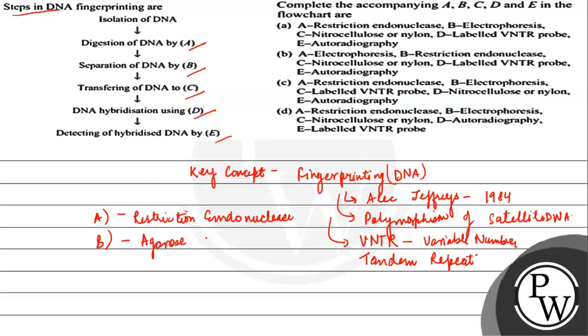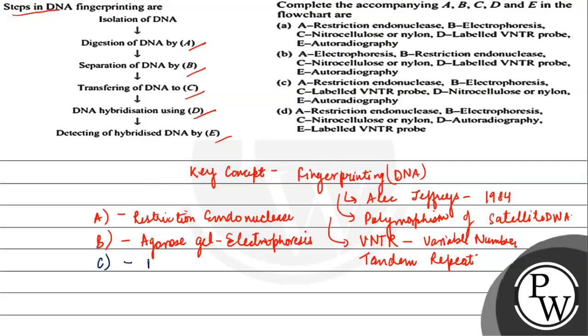Electrophoresis is carried out on agarose gel, in which the DNA fragments are separated on the basis of their size. Apart from that, the next statement talks about transferring of DNA. Now C is transferring of DNA to the membrane, which is nitrocellulose or nylon.